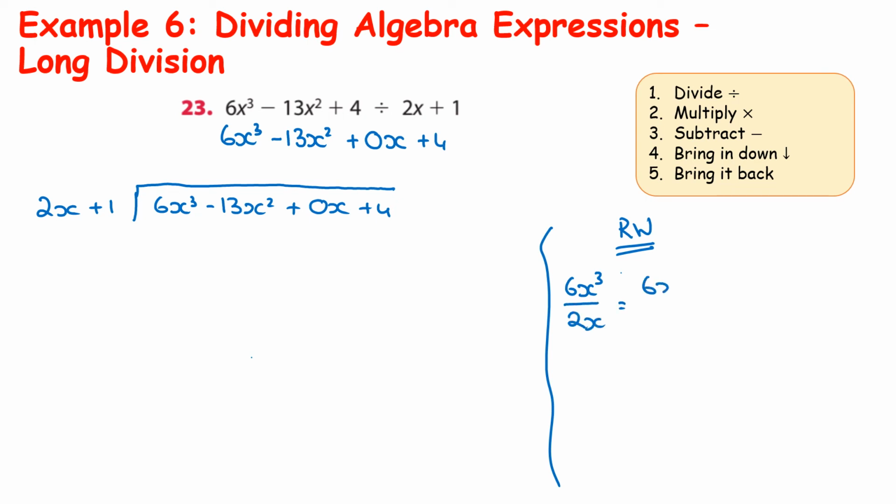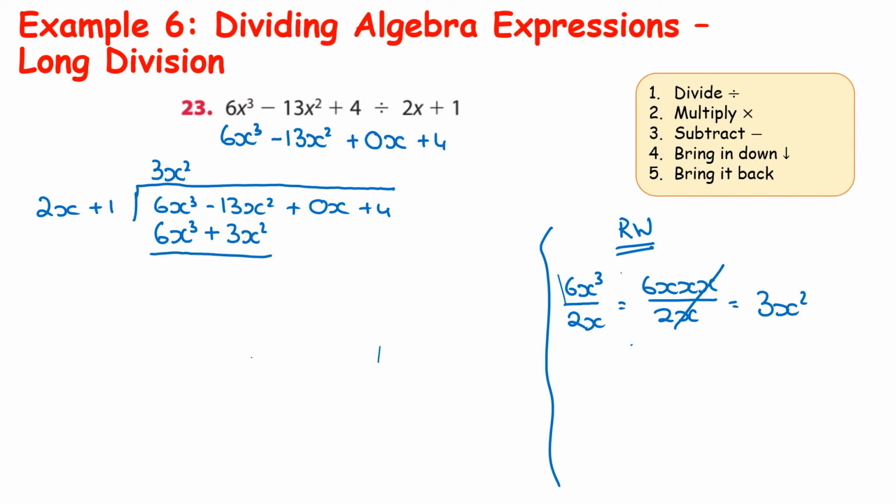So that's 6x cubed divided by 2x. The x's cancel. 6 divided by 2 is 3. It's x squared. So we get 3x squared. That's divide. Multiply. 3x squared by 2x, that should be 6x cubed. They should always match. If they don't, something has gone wrong. Then we have 3x squared by plus 1, so that's plus 3x squared.